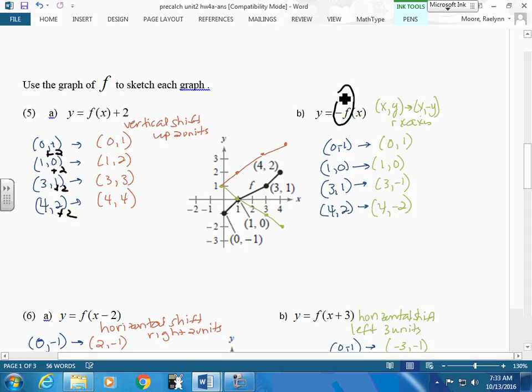This negative does not affect your x, it affects your y. So y goes from positive to negative. It's a reflection in your x-axis. Your y is going to negate. So in every case here, just multiply your y by -1 and negate it. Just take the opposite and draw your new point. And there it is.